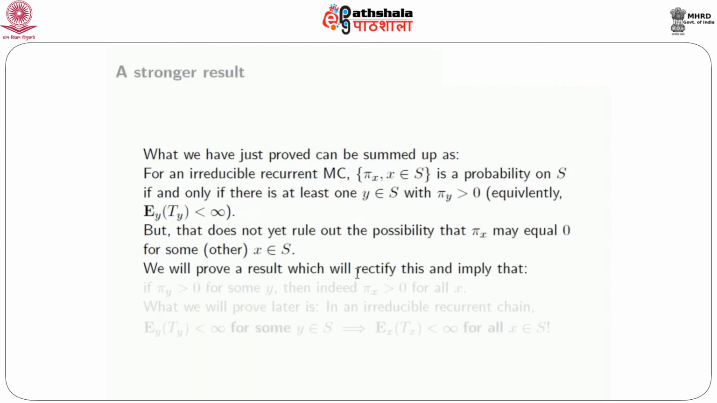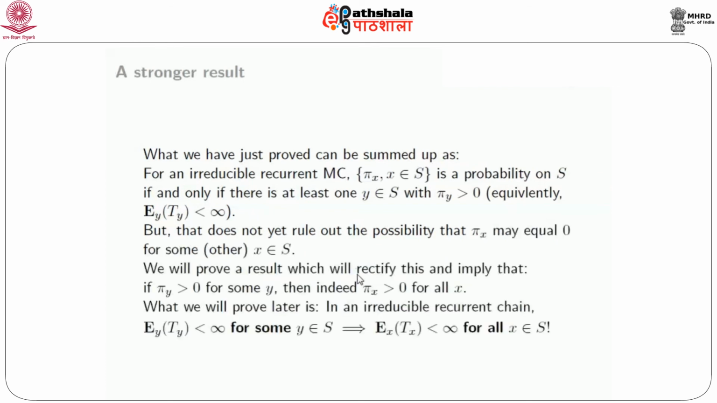We will prove a result which will actually rectify this. What it will imply is that if pi Y is positive for some Y, then indeed none of the other pi X's can be 0. All the pi X's are actually positive in that case. So that's the result that is about to come. Later we are going to prove that in any irreducible recurrent chain, if EY TY, the expected return time to Y starting from Y, is known to be finite for some Y, this property actually holds for all states. So it cannot be an isolated property holding for one state but not others. Once we have an irreducible recurrent chain, either this property of expected return time being finite holds for all states or for none.